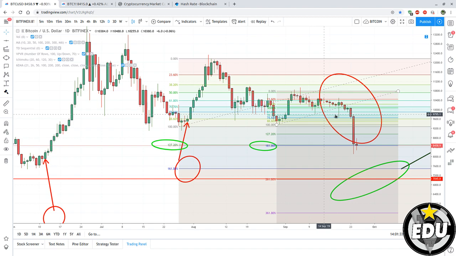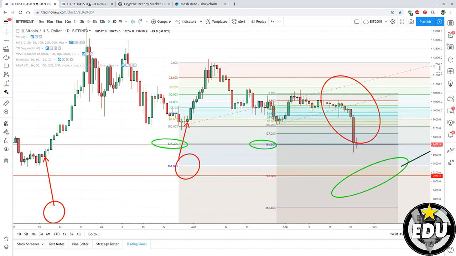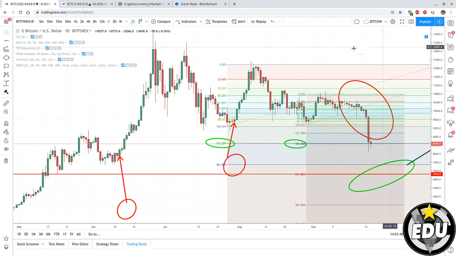Like, this is not bullish. I want to make it clear that it is not bullish. So you should keep your bearish bias at the moment. Until you see something better.